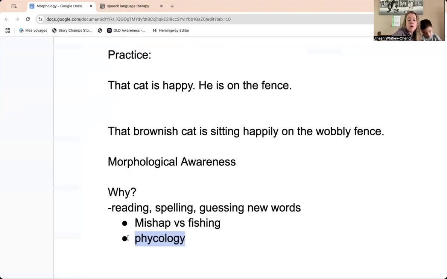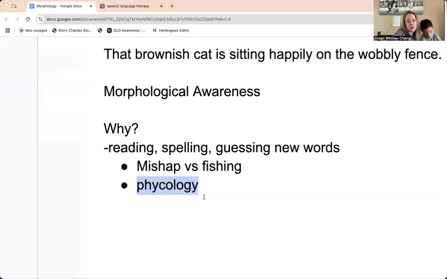I'm guessing probably most of us don't know what phycology is, but most of us can probably recognize a bound morpheme in there, which is this part here, ology, right? We know other words like psychology, biology, neurology, all these kinds of words. And so we know that ology means the study of something, just like morphology is the study of morphemes. So when a child can recognize that, they're halfway there, right? They recognize, okay, this word has something to do with the study of something.